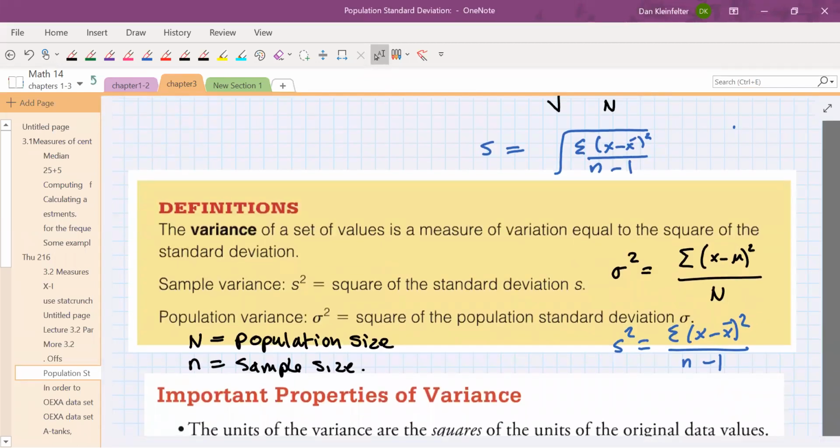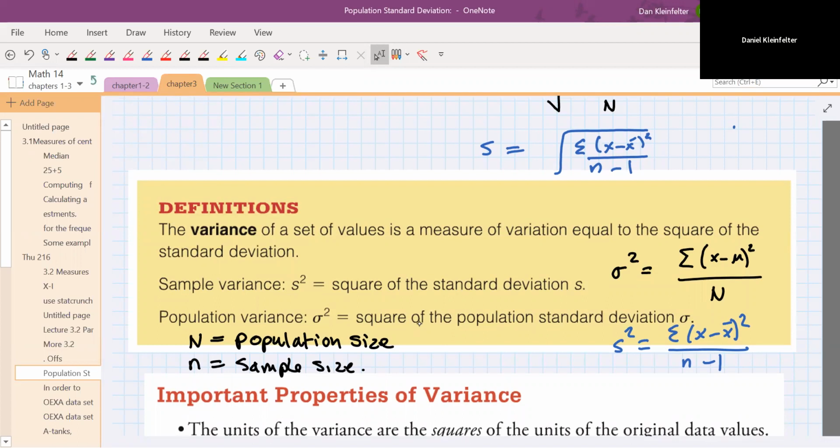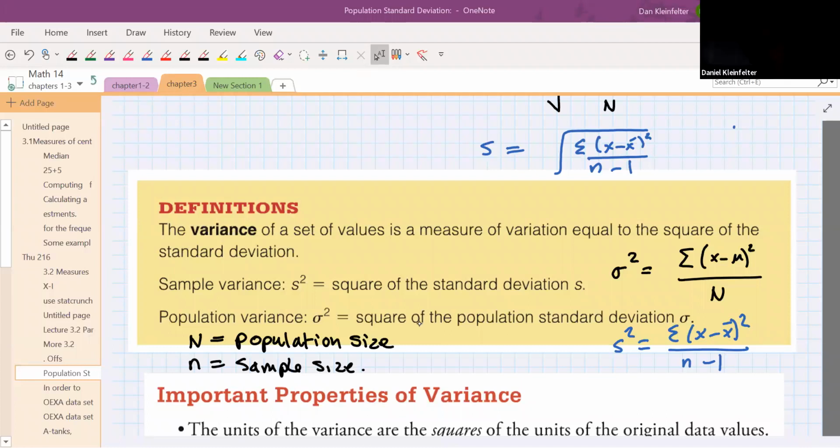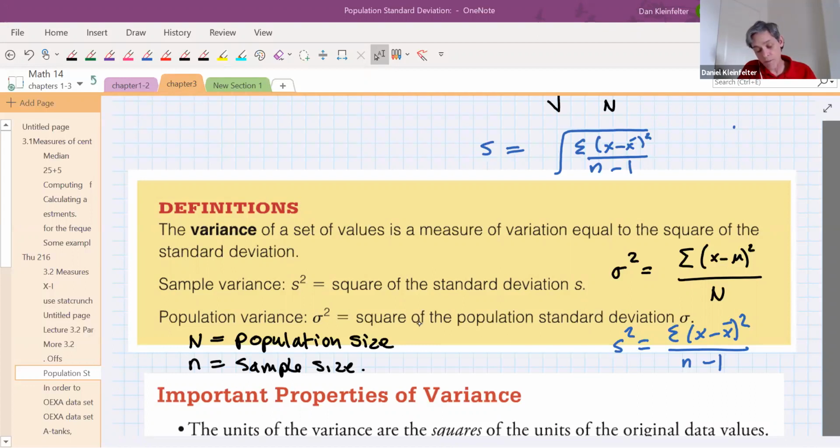All right, so we have seen standard deviation. I did want to mention also the variance. So the variance for a data set is basically kind of like the standard deviation, but where we don't take the square root. So in terms of the formula, it's called either sigma squared or s squared, depending on whether you're talking about a population or a sample.